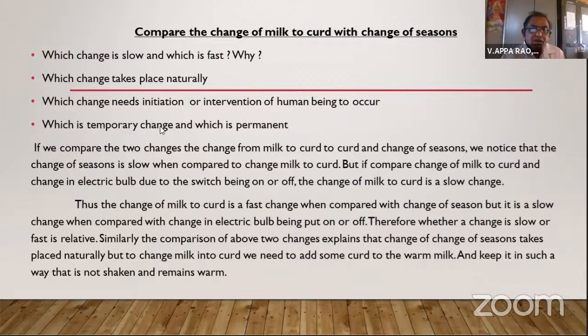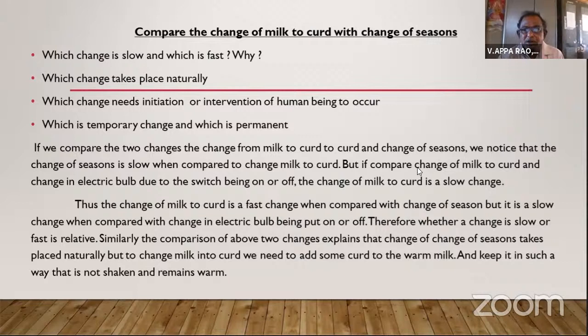Which is a temporary change and which is permanent? Here, the permanent change is milk to curd and the temporary change is change of seasons. If we compare the two changes, we notice that the change of seasons is slow when compared to the change from milk to curd.